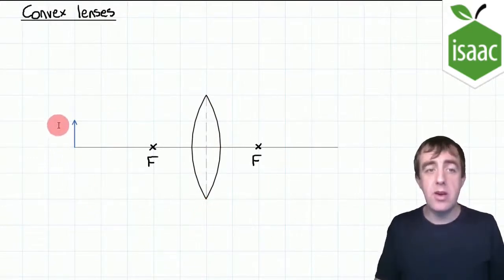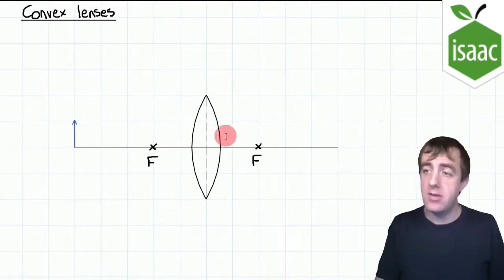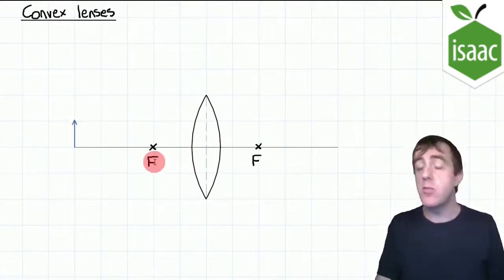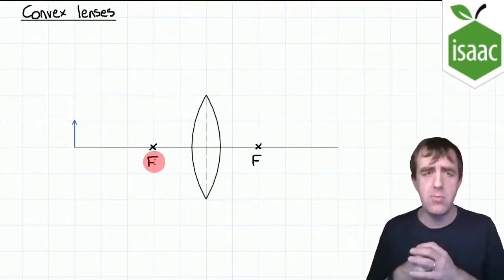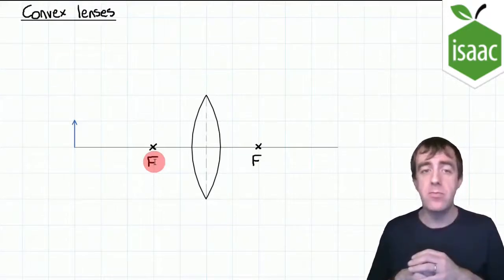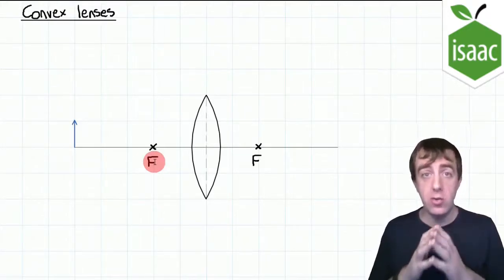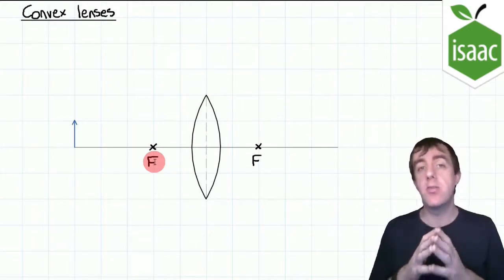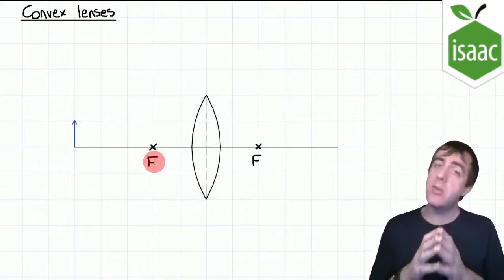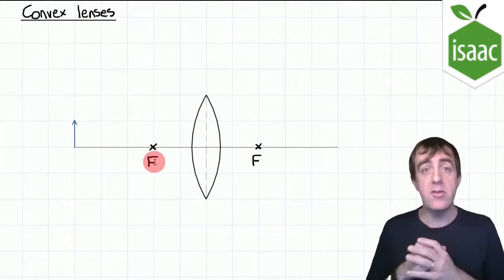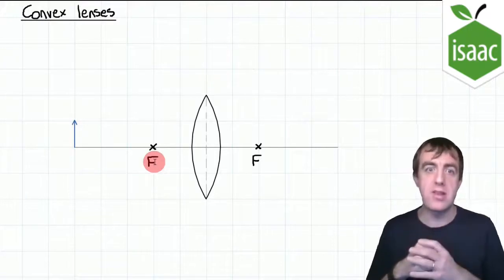In this example, we are going to place an object, indicated with this arrow here, somewhere to the left of the lens, and consider light emerging from the top of this object. Light will emerge from the top of this object in all directions, if it's scattering light from some other source, or if it's a light source of its own. So we're going to consider just two principal rays to identify the position of the image. There are three principal rays, but you only need to be able to use two of them in your GCSE, and two is sufficient to identify the position of the image produced when you view this object through this lens.